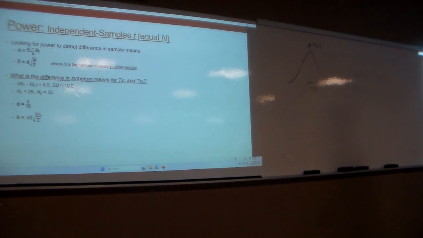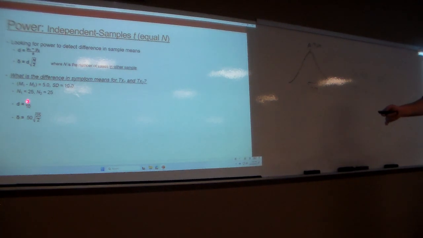So let's see, in this example, we just want to know the difference in symptom means for treatment 1 and treatment 2. So we're testing 2 different treatments, right? And I know that the difference in my symptom scores is 5. I've got a standard deviation of 10 for both samples, because we're saying that we have equal samples and equal variances and things along those lines. I've got 25 in one cell, or one group, 25 in the other, again, because I have equal sample sizes.